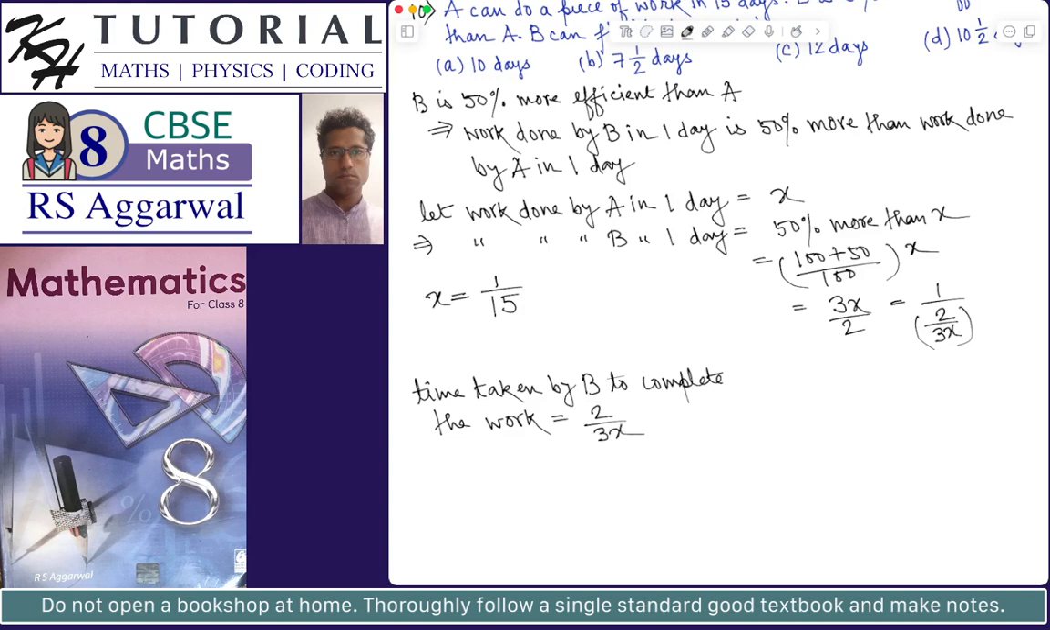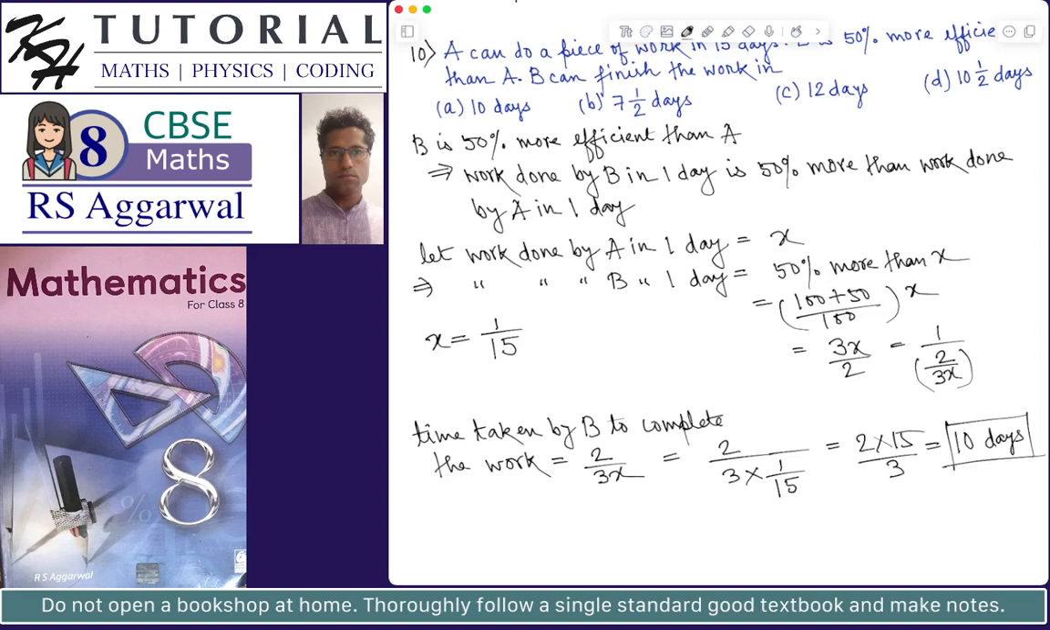Okay, so we know that the value of x is 1 by 15. So this will be 2 by 3 multiplied by 1 by 15, which is equal to 2 multiplied by 15 divided by 3. This is equal to 10 days. So this was the correct solution.